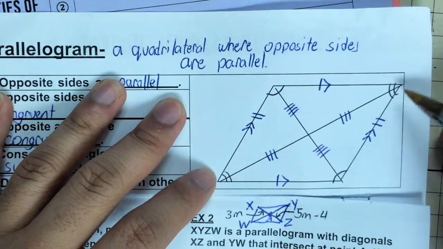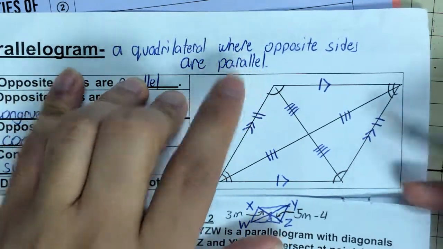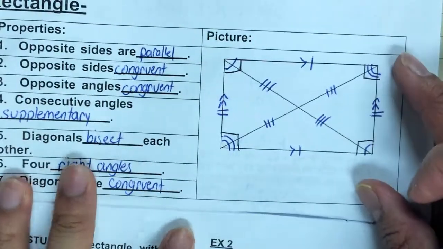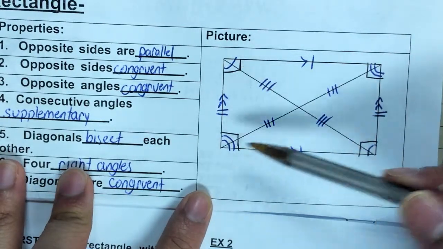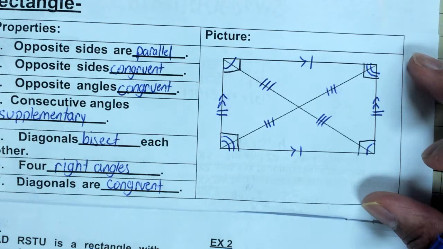Unlike in a parallelogram, where one diagonal ends up being longer than the other, so the 2 diagonals are different, in a rectangle, because of these 4 right angles, all those diagonals end up being congruent.